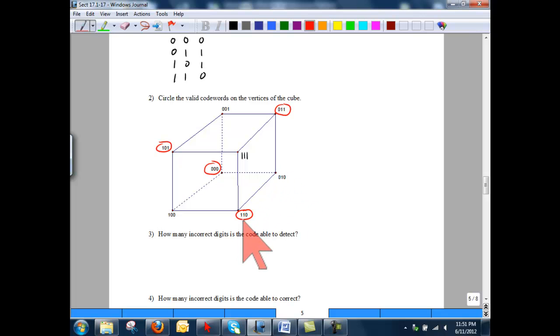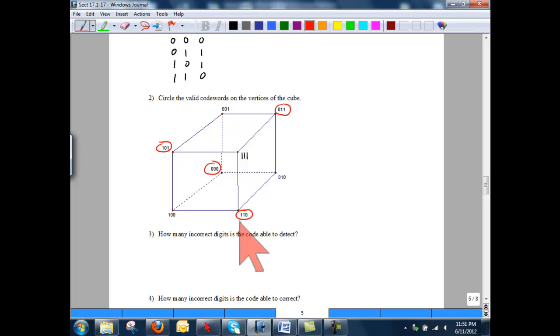How about if the second bit were flipped? Then I would go to 1, 0, 0. That's over here. Is that a valid code word? No. So an error in the second bit would also be detected. And in the third bit would change me to 111. That's up here. That's not a valid code word either. And so if I flip any of the 3 bits, I do not get a valid code word, and the receiving computer then would be able to detect that error.